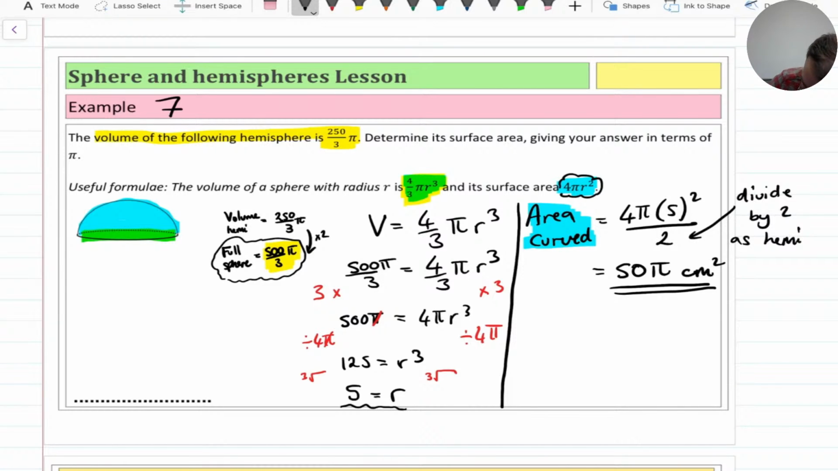We also need the area of the circle, which is going to be the green bottom part. We know the formula for the area of a circle is pi r squared, which in this case would be pi times by 5 squared. 5 squared is 25, so that would be 25 pi.